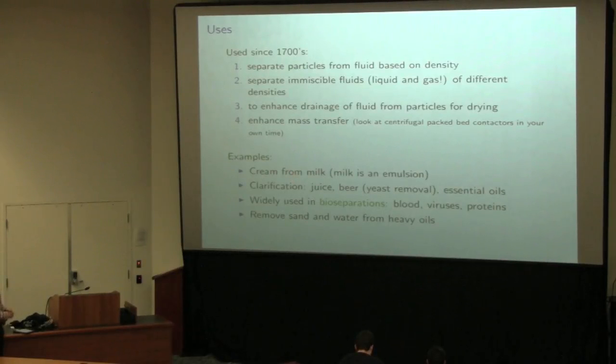So I mentioned this example of separating cream from milk. That's one way of doing it. Where centrifugation is used a lot is for clarification of beverages. So beer, where you remove yeast from the beer, is a very common application. We'll be separating units tomorrow to separate yeast from beer. Juice, essential oils, to clarify those essential oils that are then sold or used in food preparation. We want to clarify and remove any solid particles or contaminants from it. Bioseparation is obviously very common. And then in the oil sense, centrifuges are used to separate sand and water from heavy oils that come out of the ground. So a number of uses.